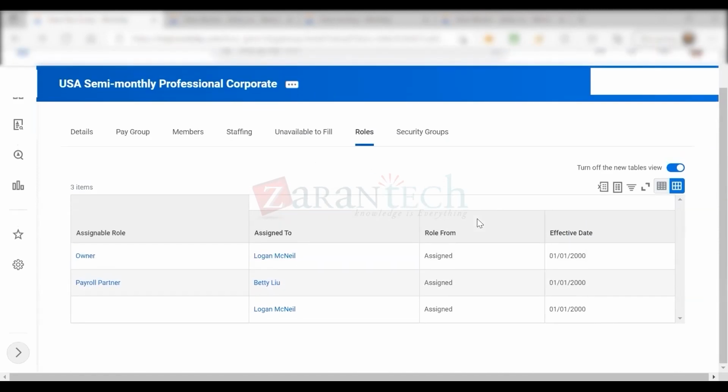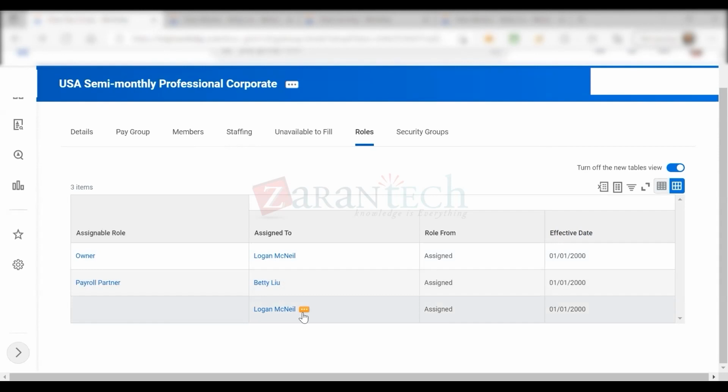Roles. This is important. This is where we define the security. Now Logan, she is the one who created this pay group. So automatically, or by default, she becomes owner of this pay group. The other role which is maintained at pay group level is payroll partner. So payroll partner for this pay group is Betty Lou and Logan McNeil.